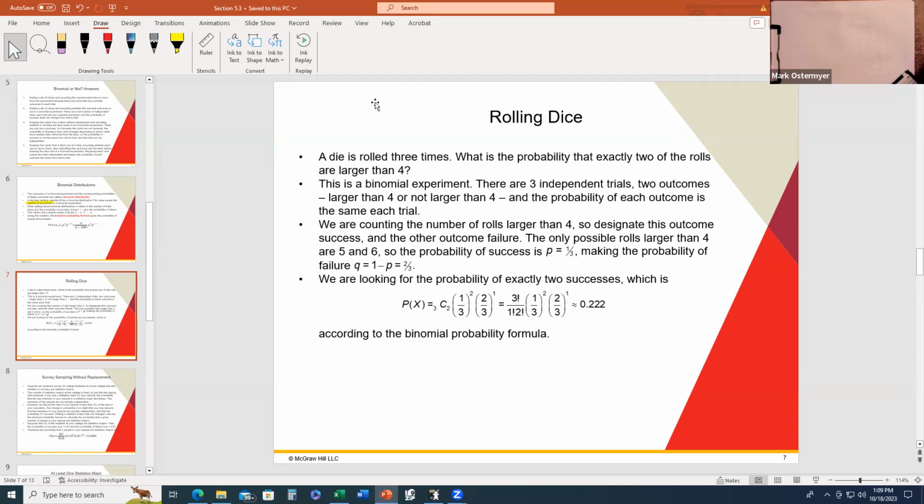We roll a die 3 times. What is the probability that exactly 2 of the rolls will yield a face larger than 4? But this is how we're going to have to define our outcomes. We will have to define one outcome to be that we roll a face that is larger than 4. The other outcome will have to be defined to be that we roll a face that is not larger than 4.